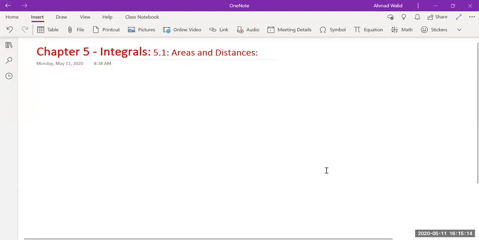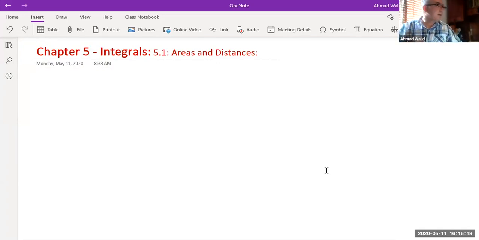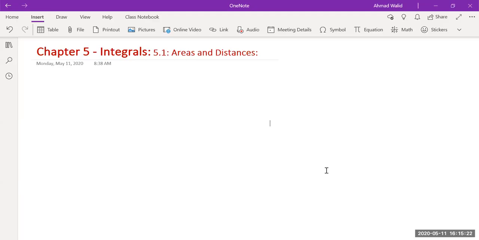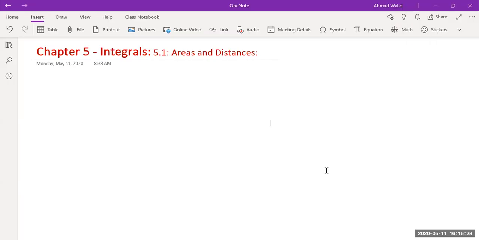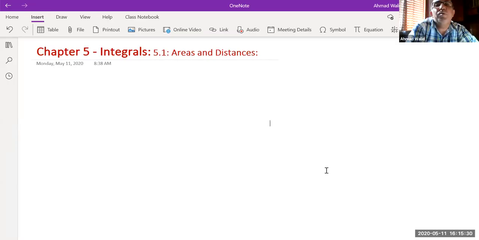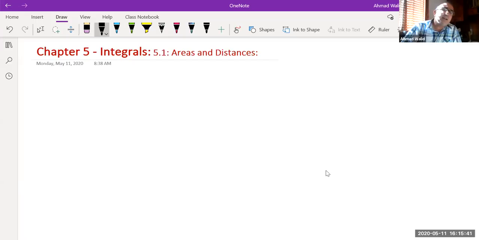Okay, let me share the screen with you. Let's start chapter 5, an interesting chapter. You will see a lot of new concepts here that you never saw before. Let's slowly start chapter 5. Chapter 5 is integrals. Section 5.1 is areas and distances. Even the other day I explained a little bit, so I don't want to say all those words to you again.